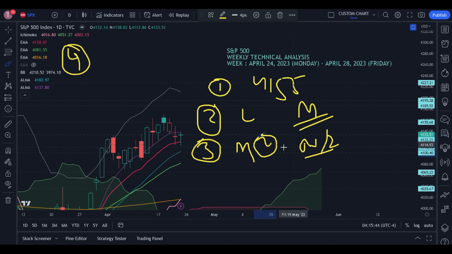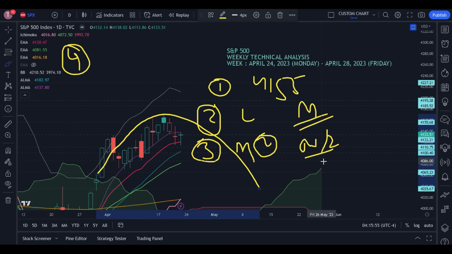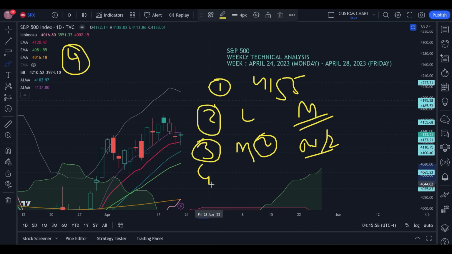Okay, so on May 2nd, this is the big event, the biggest event, and it is expected to turn the direction of the market. Now comes the fourth part.